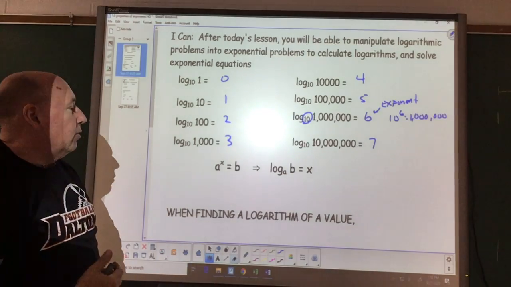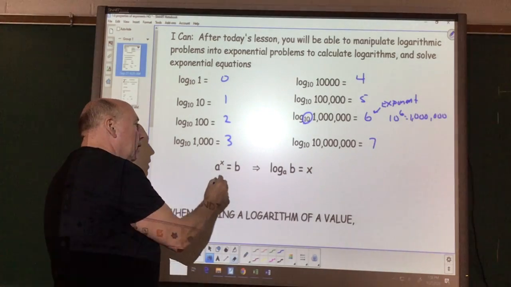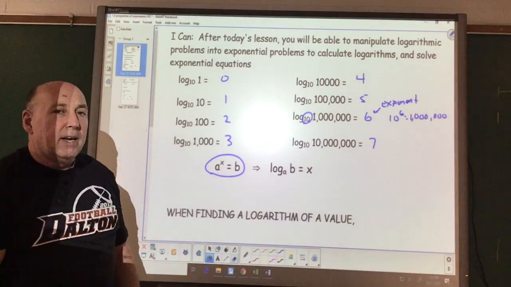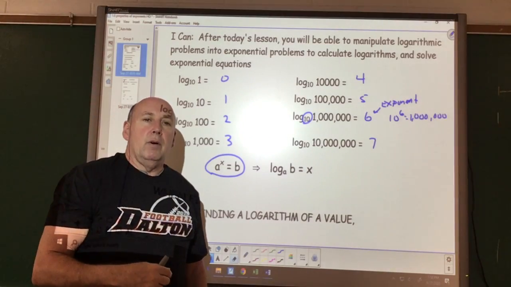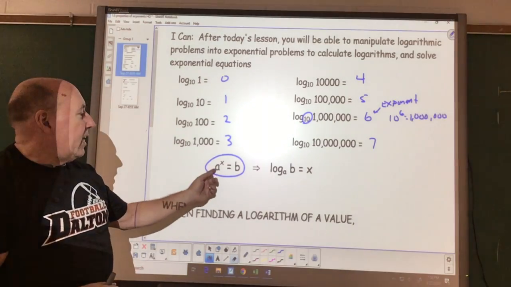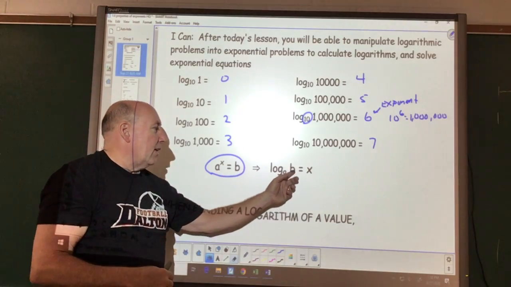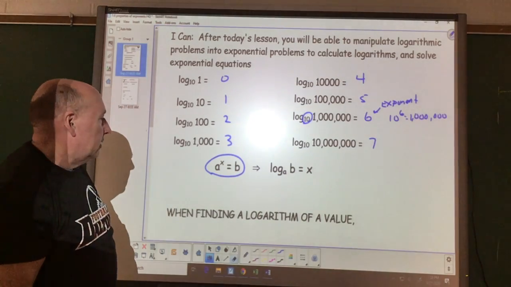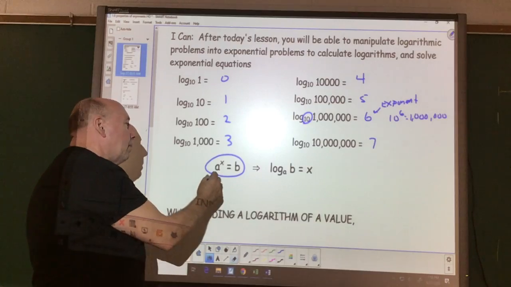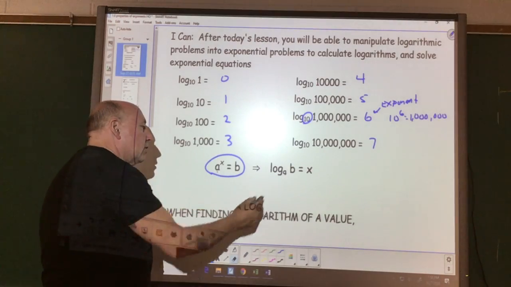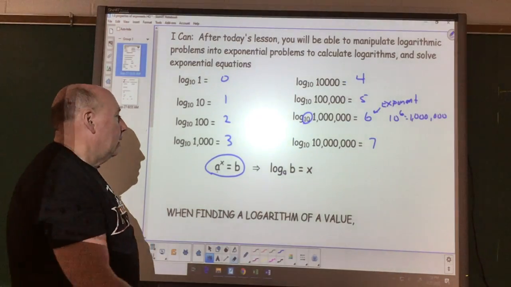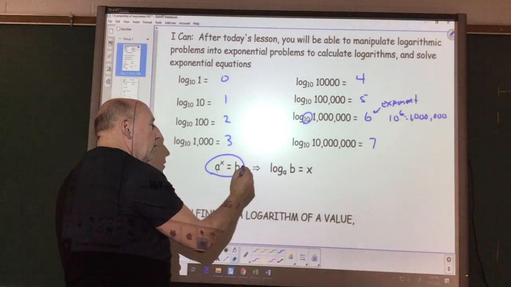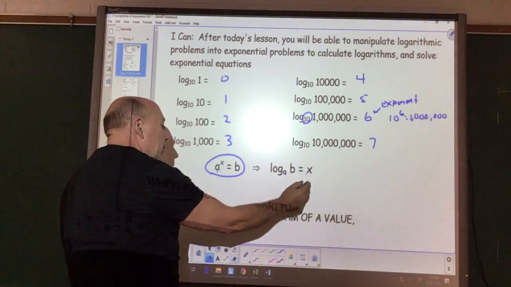So as we go through this property, the basic idea is if I take a to the x power, I can change this to log base b of a is equal to x. Okay, so my base and my base are going to be the same. My value here, here's my value, and this is going to be an exponent.